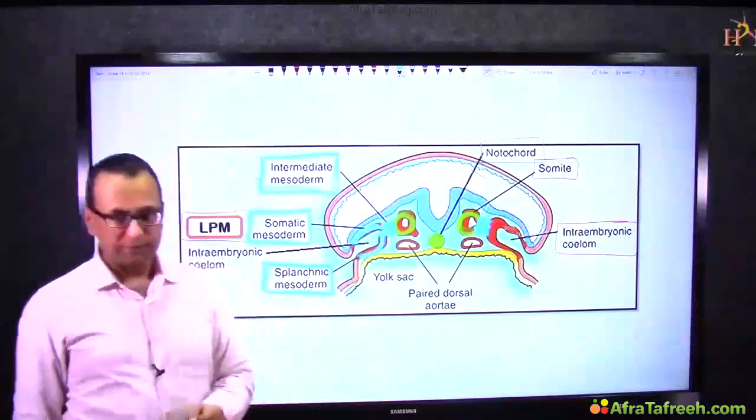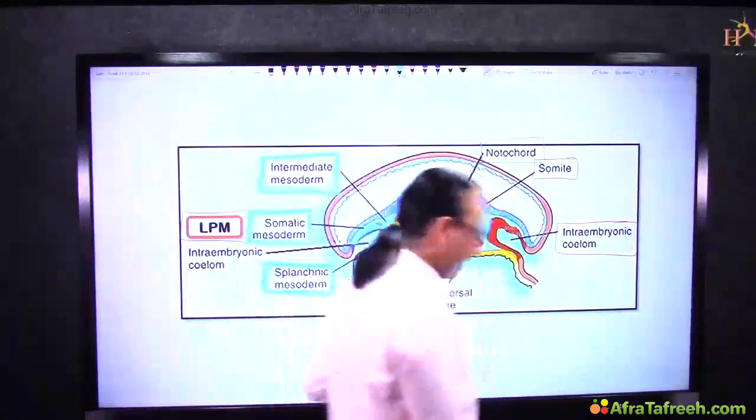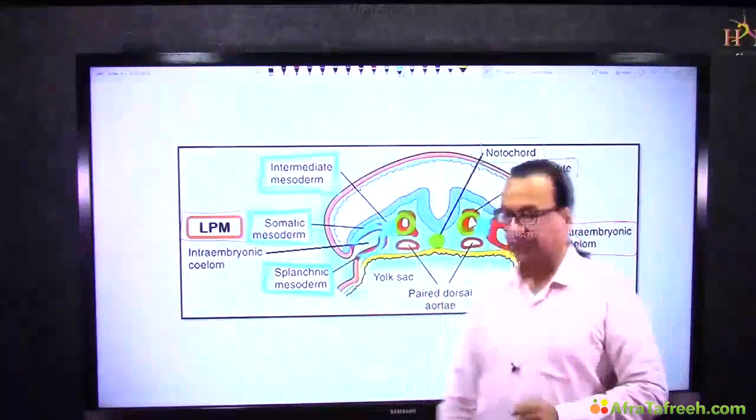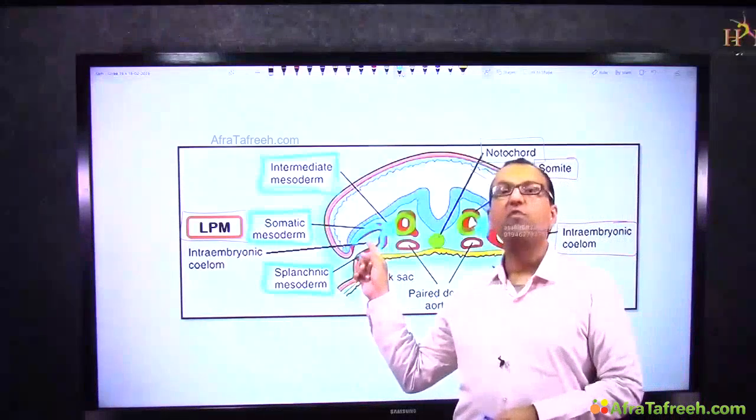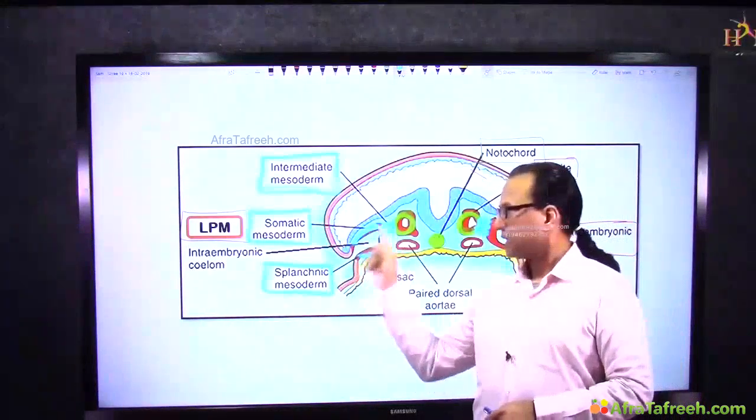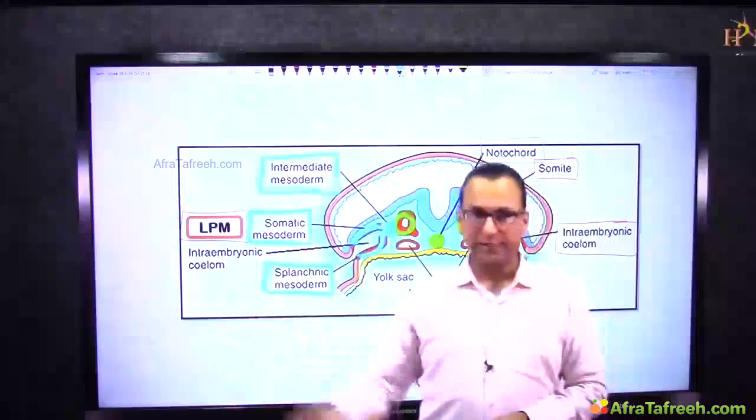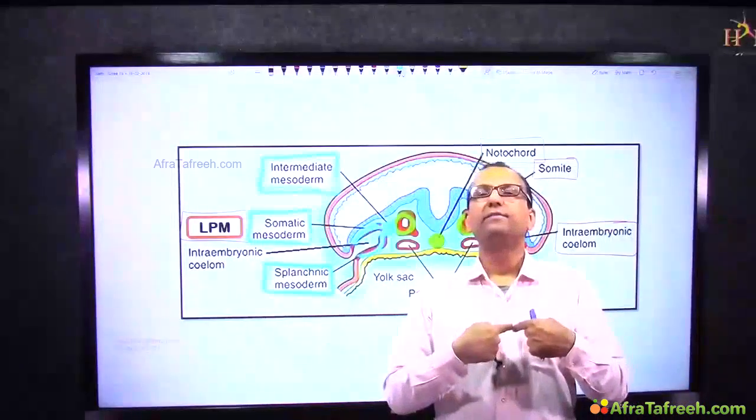Now, what are they doing? We have to find out by making a diagram ourselves. Actually, this cavity is going to form three more cavities. Which one? The coelomic cavity is going to give us the pericardial cavity, number one.